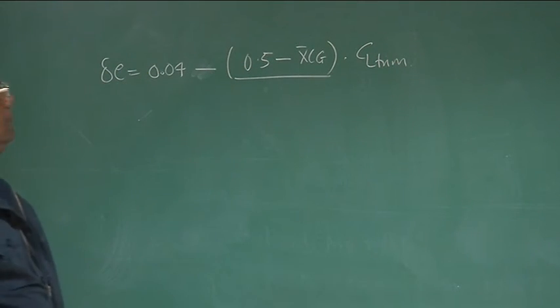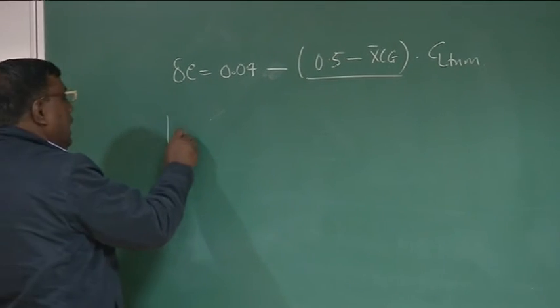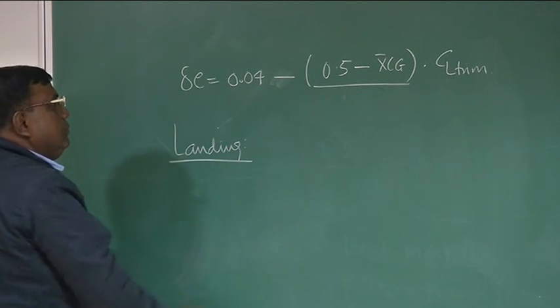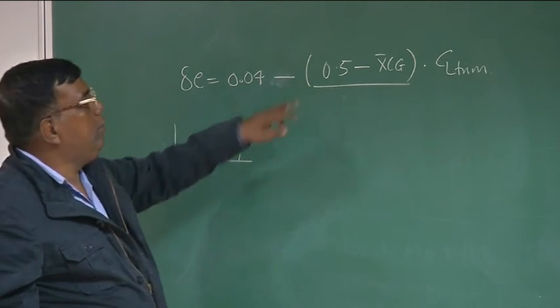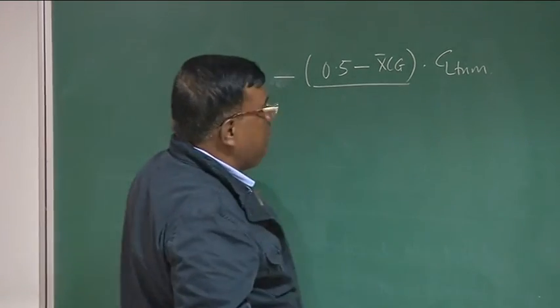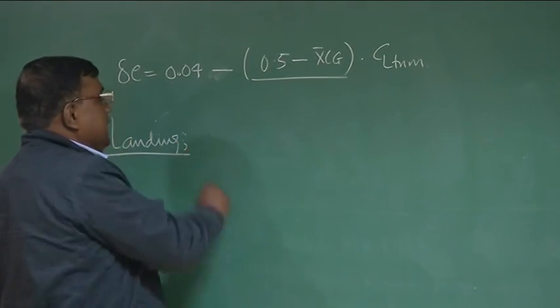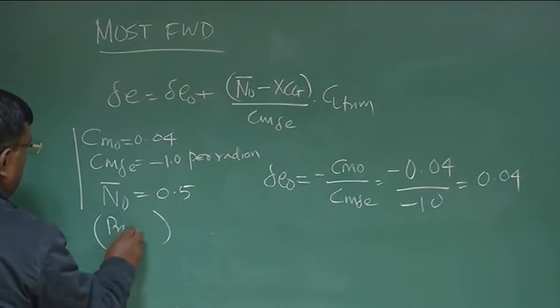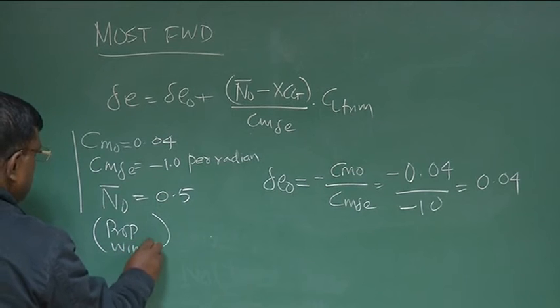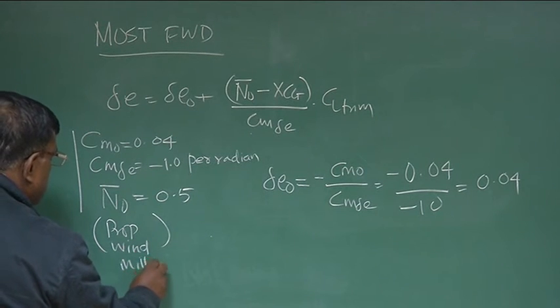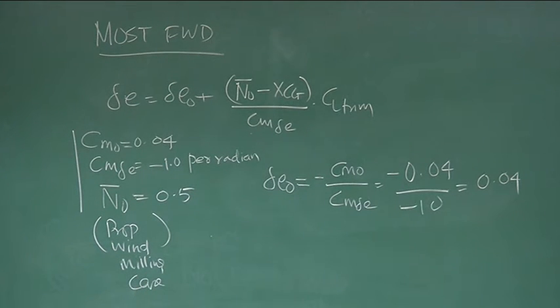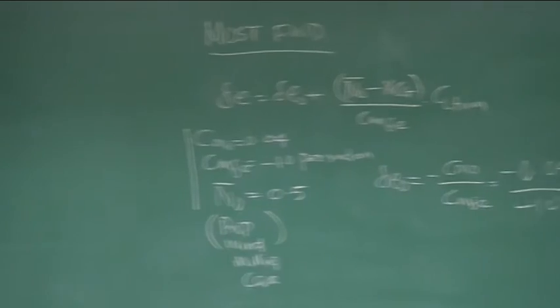Right. Now see this case. Think of landing. So when I put n naught equal to 0.5, because I am studying a case of landing, that means I am clear that this is propeller windmilling case. Okay, let's say it is 0.5. Now let us do a tabulation.